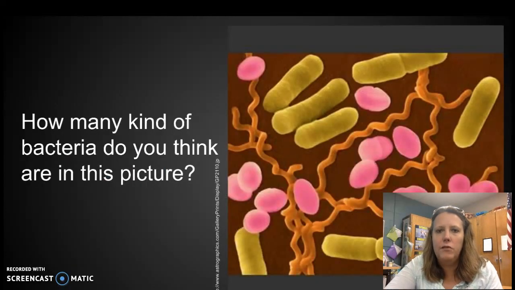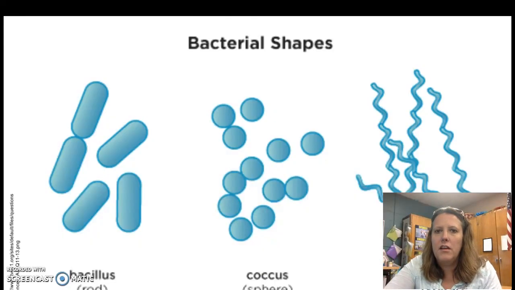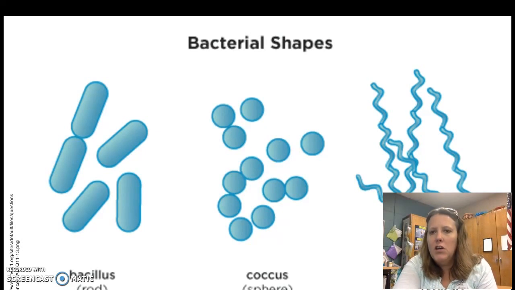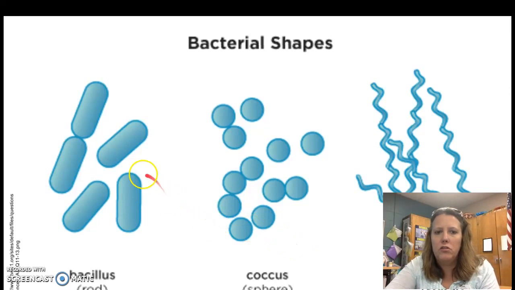Okay, and just for fun, how many types of bacteria do you see in this picture? There are three main shapes, three main types of bacteria. But then based on the chemical reactions that they perform in their DNA or RNA, we can identify them in much smaller groups called species. But based on their shapes, they're grouped into rod-shaped, sphere-shaped, or spiral-shaped bacteria.